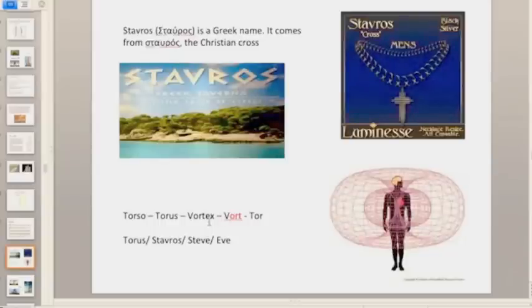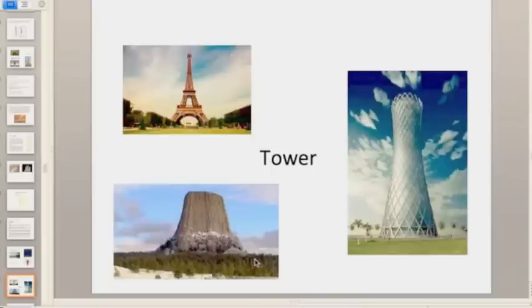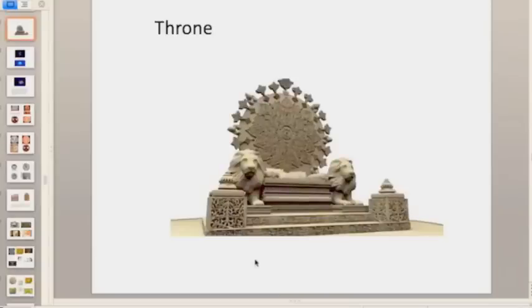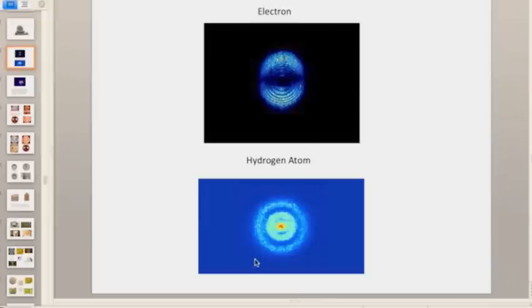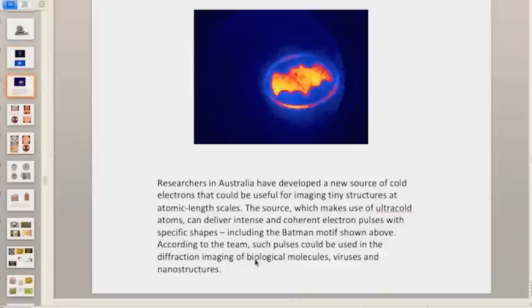See, and Eve is Steve, is Stavros, is Adam, is atomic. See, they're all interconnected, man. Everything is interrelated. Well, this word has got Tom and Tor both in it. Throne, they are thrones. Electron, ton, atom. It's always there, man. And so this is Ken Wheeler's stuff.